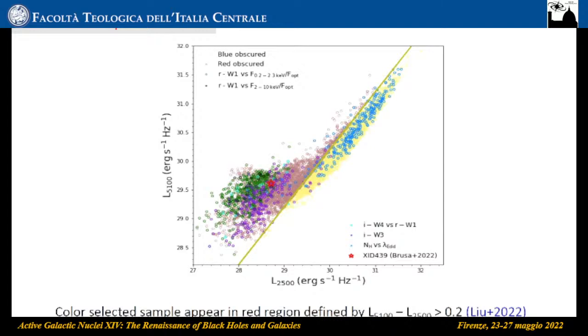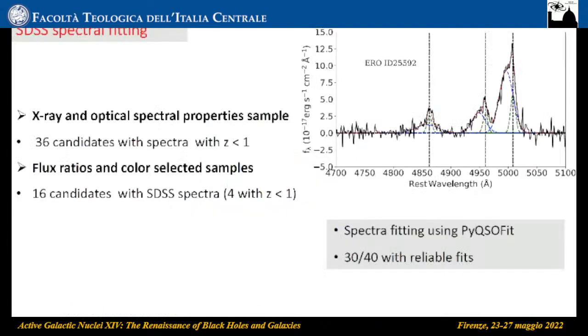I should mention that when I also put the sources that we have isolated on the luminosity in the optical and luminosity in the UV, we can see that the sources that we selected using the column density and hardness ratio also appear to be blue by this definition in Lusso 2020. And those selected by the color selections actually appear to be red above this line. So we went ahead to select candidates for the spectral analysis.